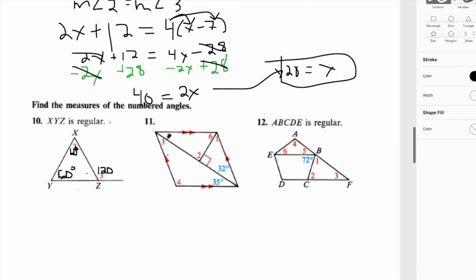Let's keep going here. 11. Easy problem here. Let's see if this one looks a little bit harder. A lot more to kind of digest and take in and solve in this one here. All right, what do we know about this symbol? What does this mean again? This is a 90-degree angle.